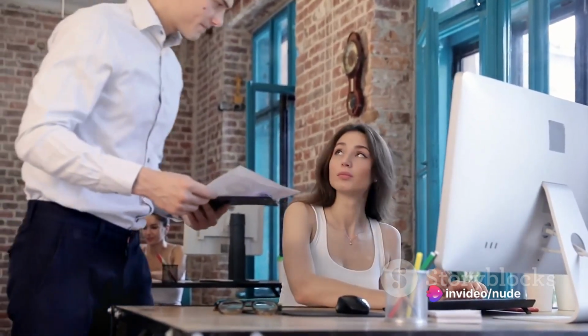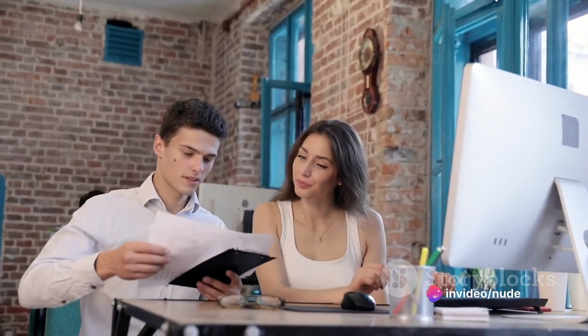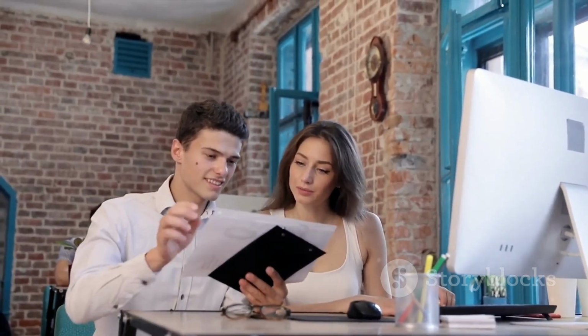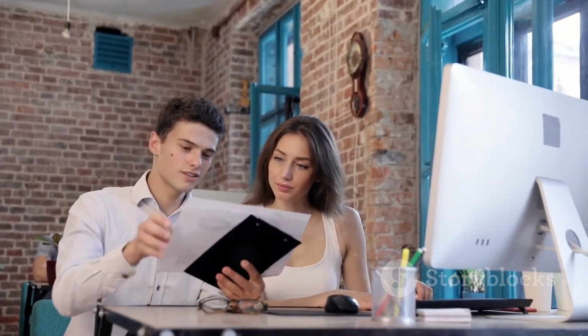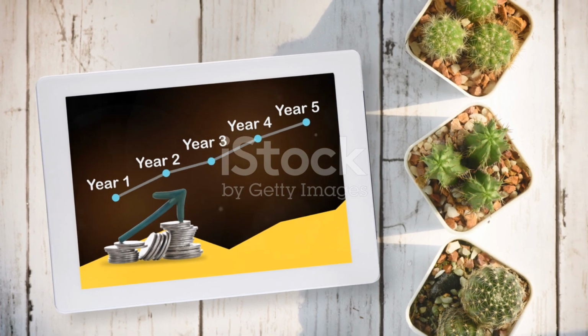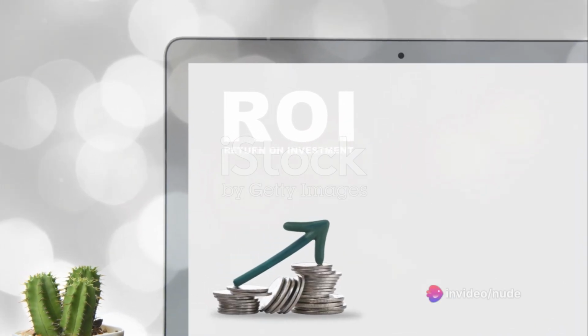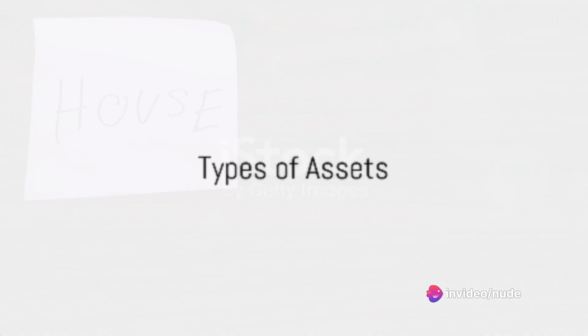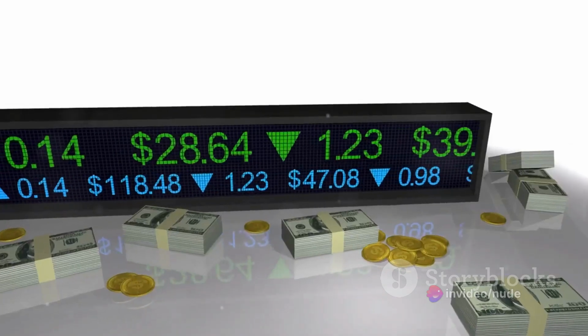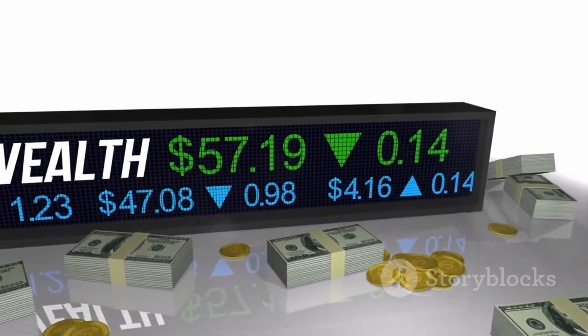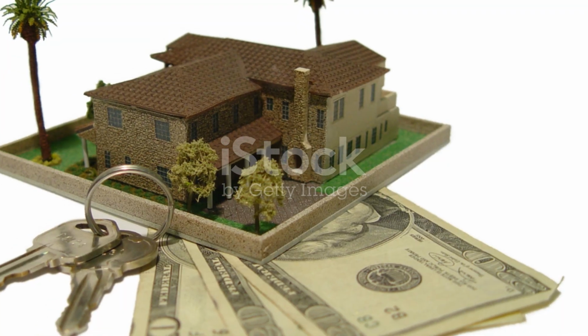If you own a business, it's an asset because it has the potential to generate income. As you can see, assets are a cornerstone of financial success. They are the building blocks that you use to create wealth and secure your financial future. Assets come in many forms. Let's explore them. Assets can be broadly classified into three categories: tangible, financial, and intangible.